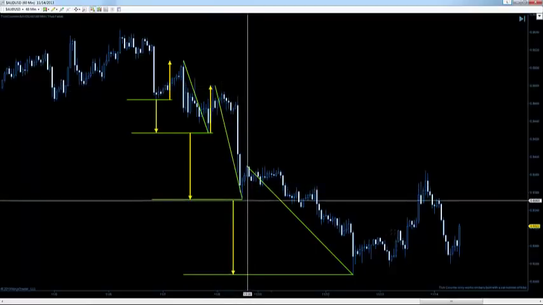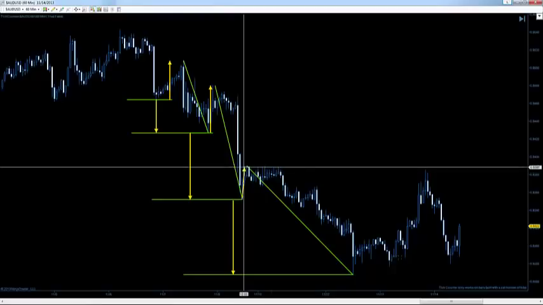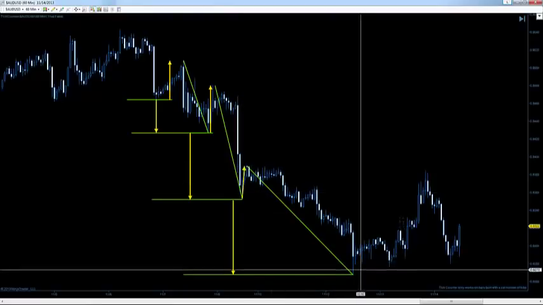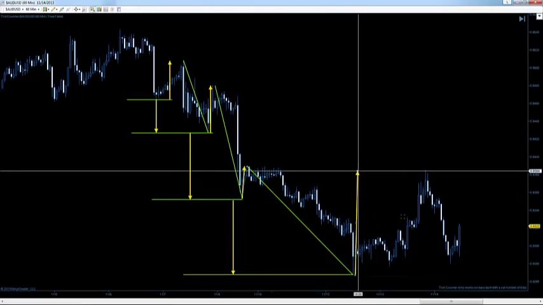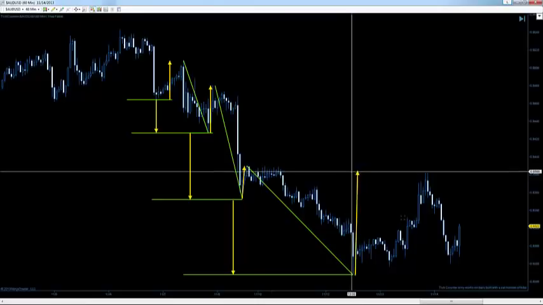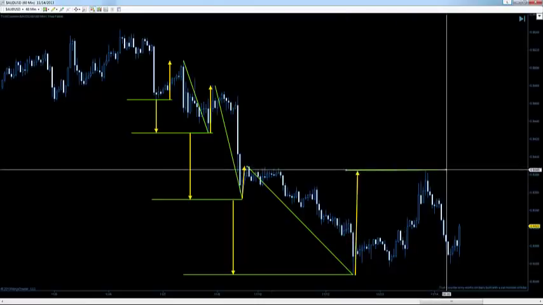From the swing low to the corrective swing high. And from the swing low to the corrective swing high. Okay, let me use this as an example here.